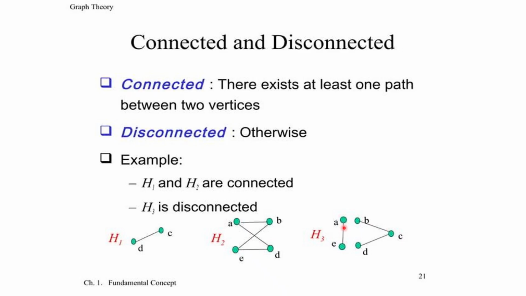There is no way to connect vertex A to B, or vertex A to C, or vertex A to D. Similarly, E to B, E to C, and E to D. There is no edge from this part to that part. So this is an example of a disconnected graph.